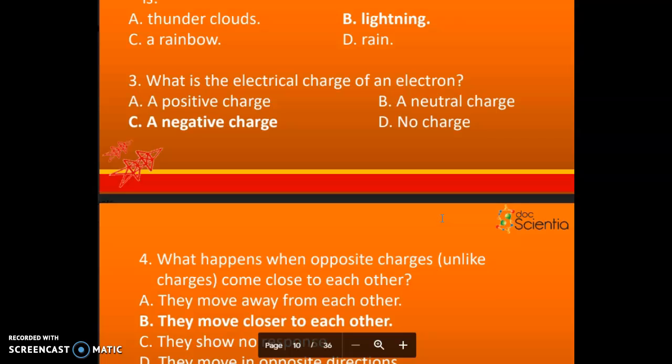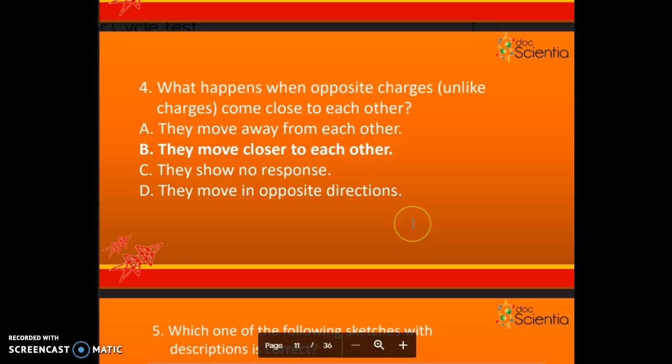Number 3. What is the electrical charge of an electron? Is it A. A positive charge, B. A neutral charge, C. A negative charge, or D. It has no charge? Yes, an electron has a negative charge.